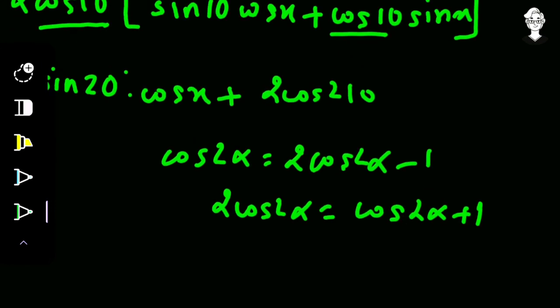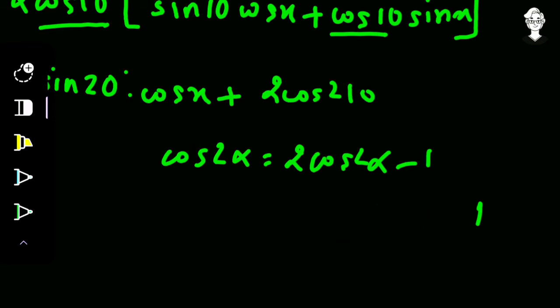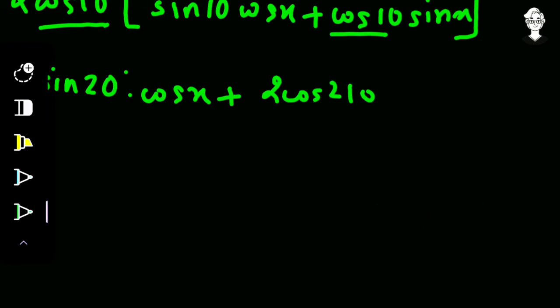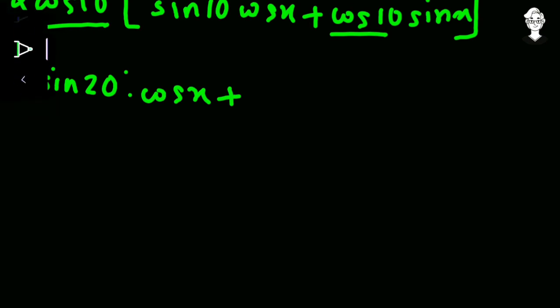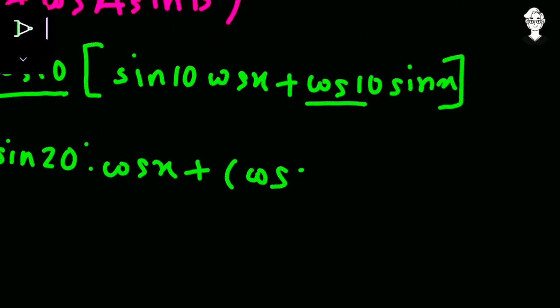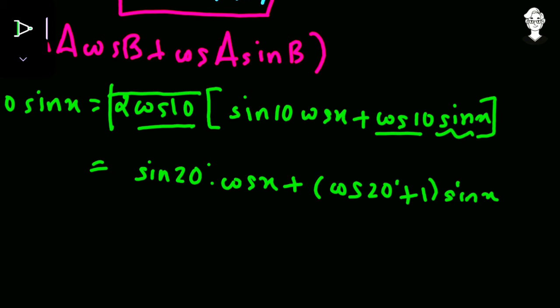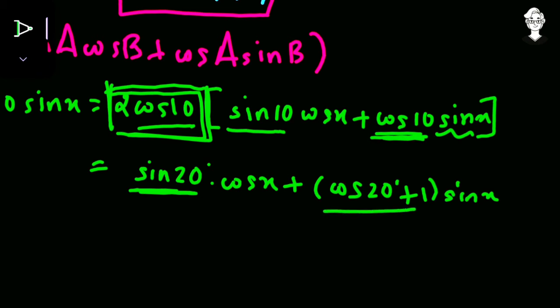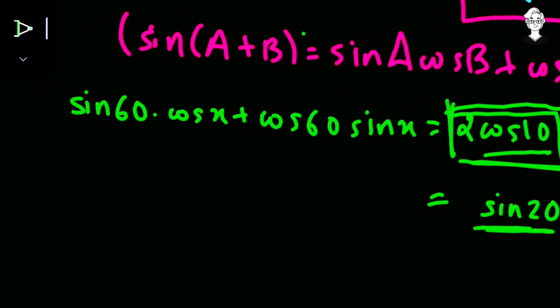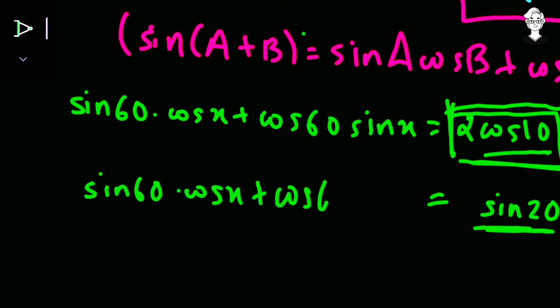If I put alpha equal to 10 degrees, I will obtain 2 times cos square 10 is equal to cos of 20 plus 1. So let me write over there that here it will be cos of 20 degrees plus 1, into sine x. I've just opened the bracket, and when this is multiplied with sine 10, it formed sine of 20 degrees, and when this is multiplied with cos 10, according to the identity, it formed cos of 20 degrees plus 1, and that is equal to sine 60 into cos x plus cos 60 into sine x.